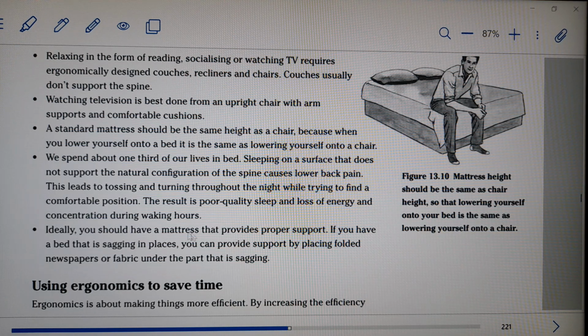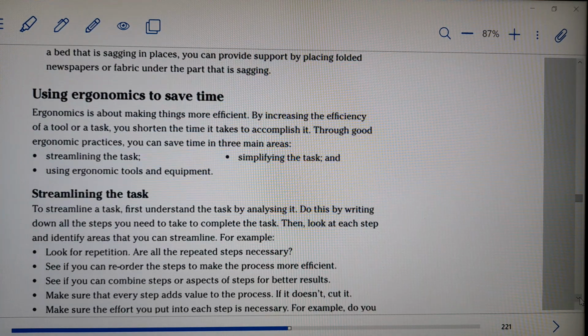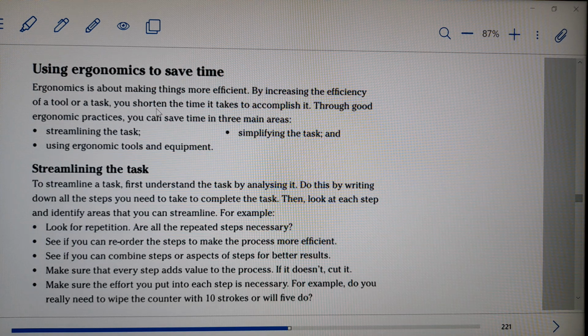Ideally, you should have a mattress that provides proper support. If you have a bed that is sagging in places, you can provide support by placing folded newspapers or fabric under the part that is sagging. So we see the typical example of mattress height. And using ergonomics to save time, how do we do that?